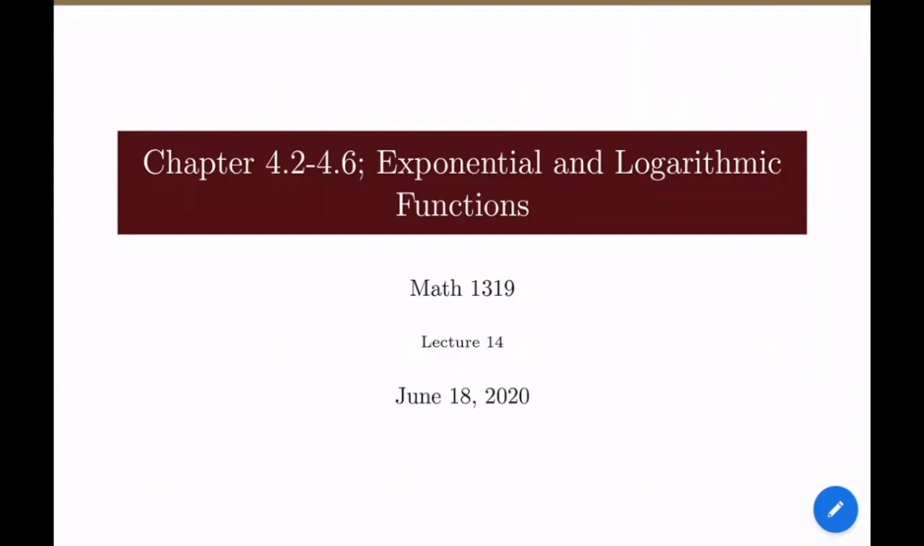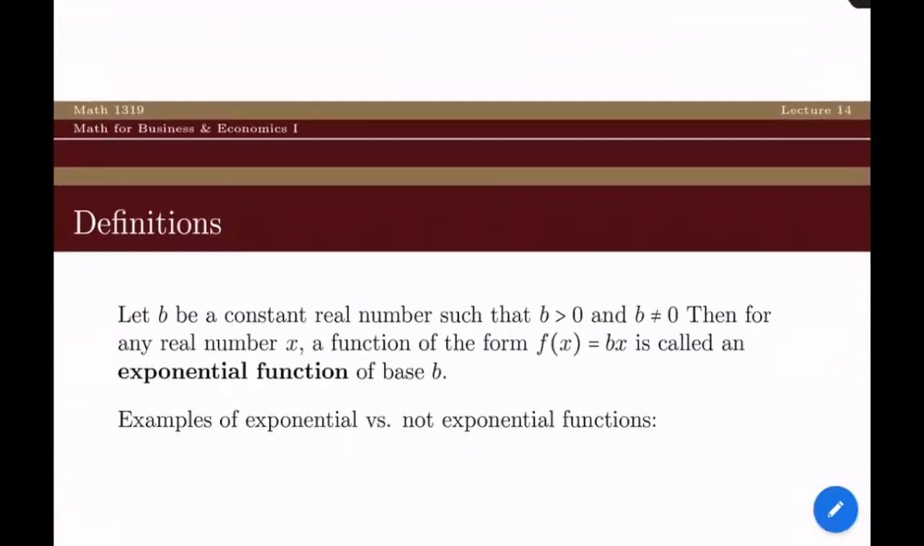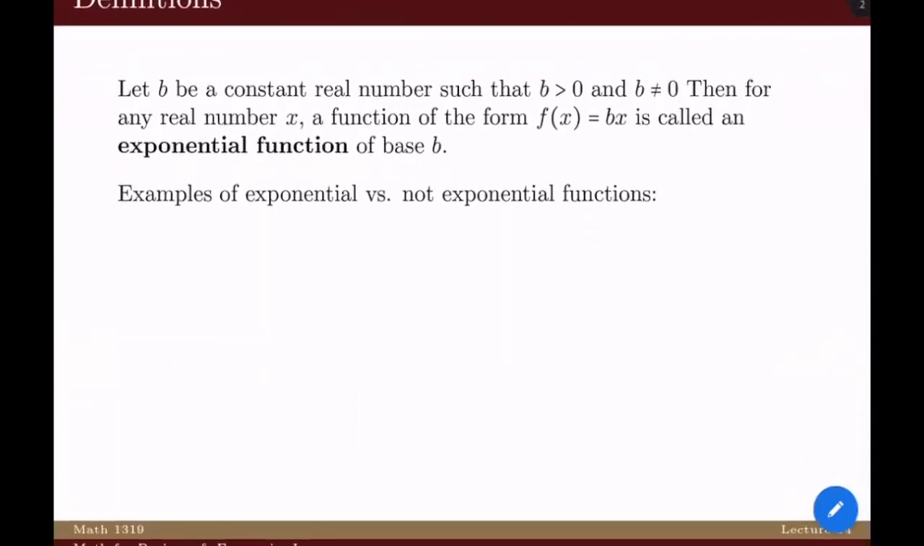Hey y'all, welcome back. This is going to be our 14th lecture, and we're going to cover sections 4.2 through 4.6 on exponential and logarithmic functions. We're going to jump right into some definitions.